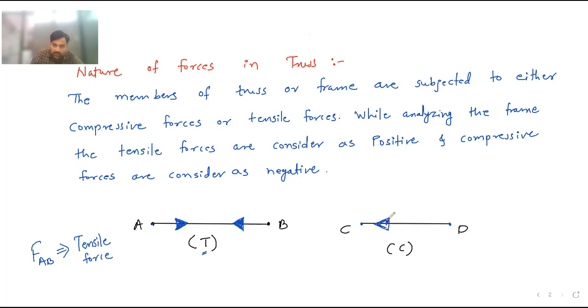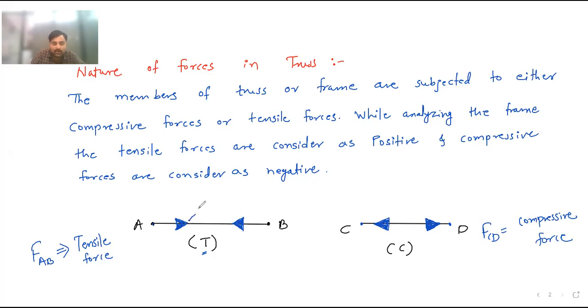Okay, compressive arrow must be towards the joint. It will be like this, towards the joint. And with respect to joint D, the arrow must be towards the joint. Whenever you see these types of arrows, you can easily say that the member carries compressive force. So here I can say that FCD carries which type of force? Compressive force. In this way, we are going to show the tensile force or compressive force in the member. See here, you can see the difference, how these arrows are shown.